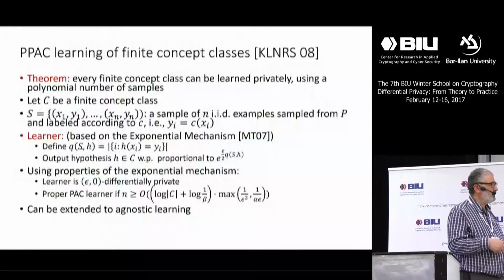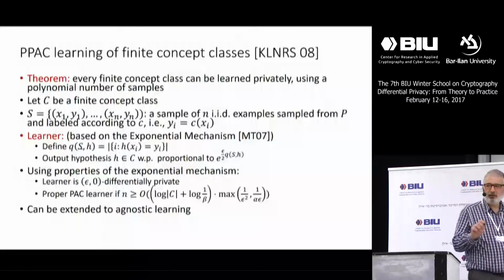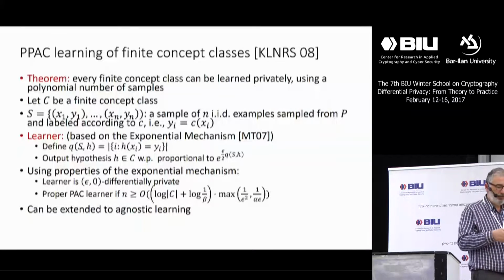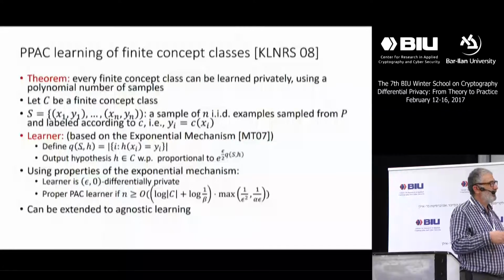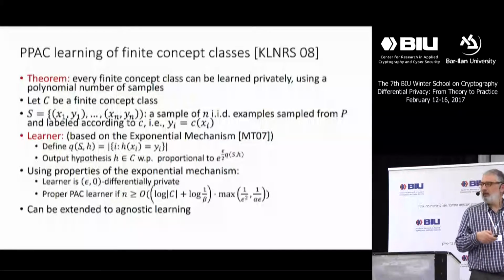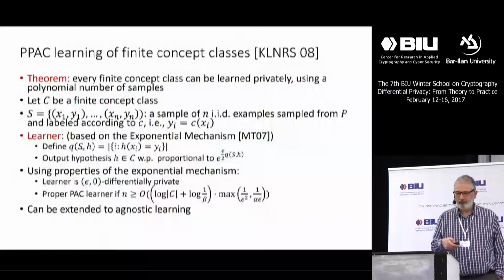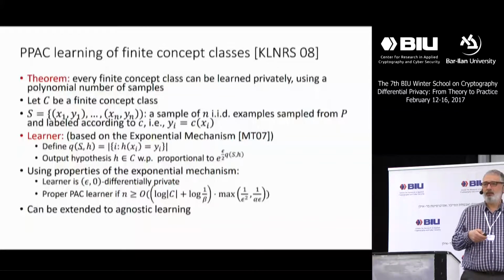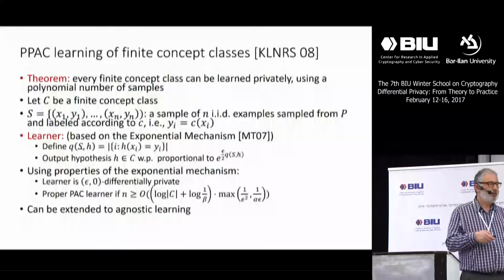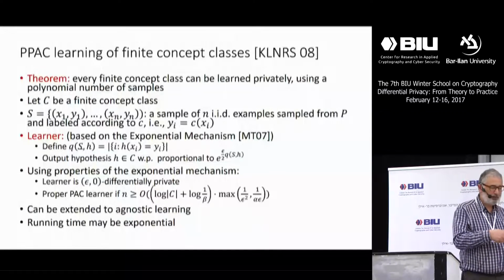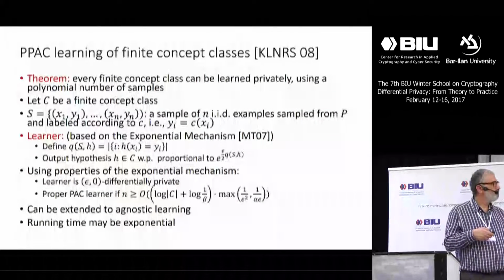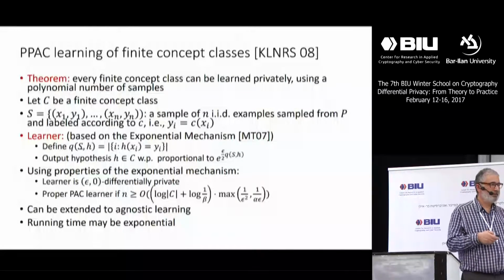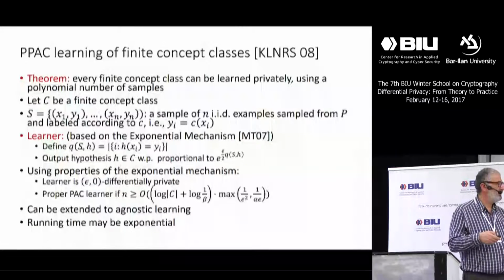And this can also be extended to the setting of agnostic learning that I'm not going to speak about today. In the setting of agnostic learning, you have no clue what the labeling function is. There's no underlying concept class, but you're still trying to do as best as you can with the learner. Okay. The running time may be exponential here because we apply the exponential mechanism, and in some cases this may be inherent.